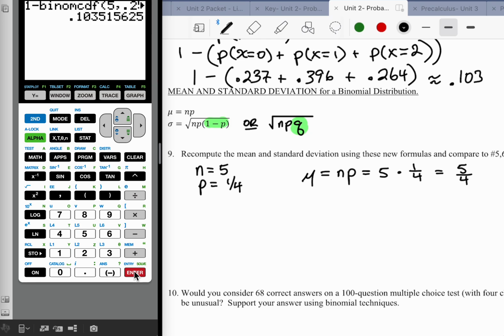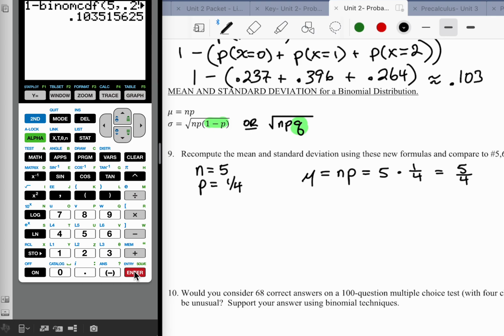So the expected value would be 1.25. The closest integer value to that would be 1. You would expect you're going to get around one question right.